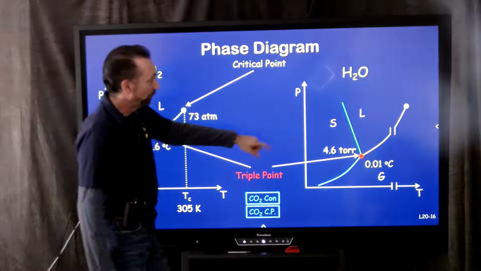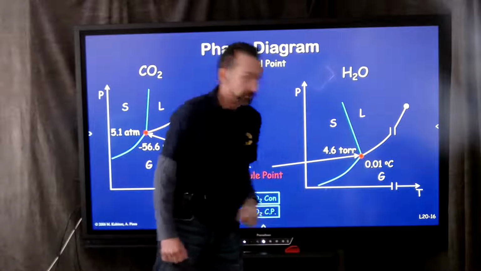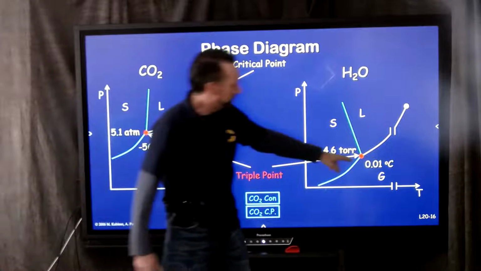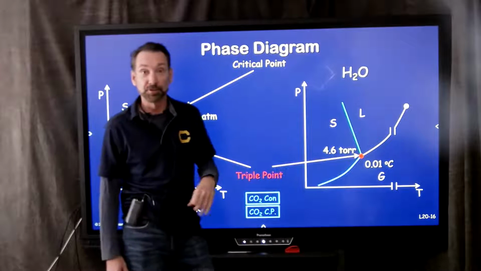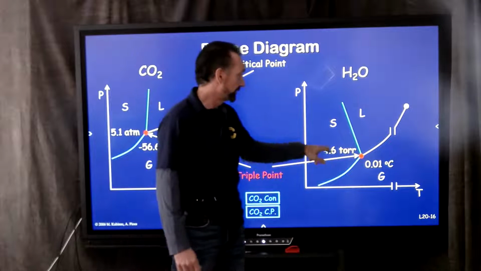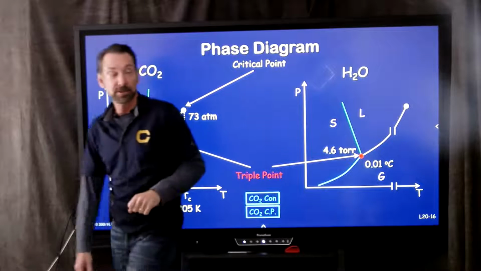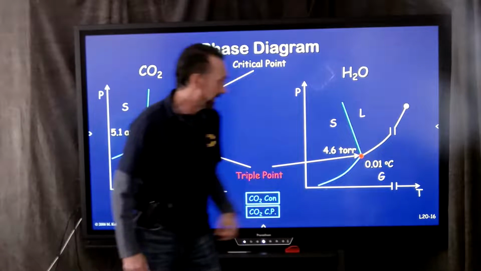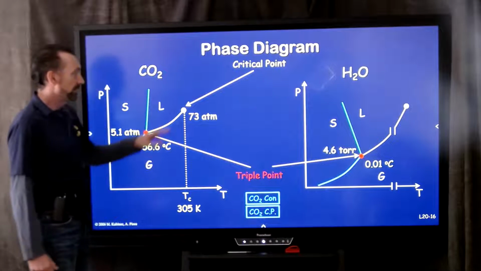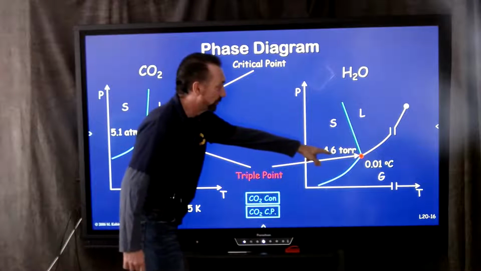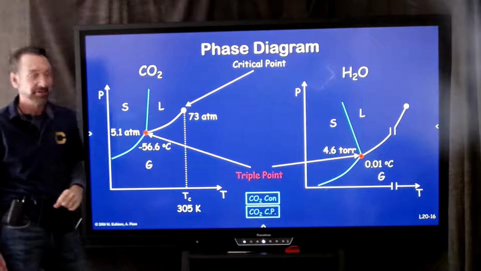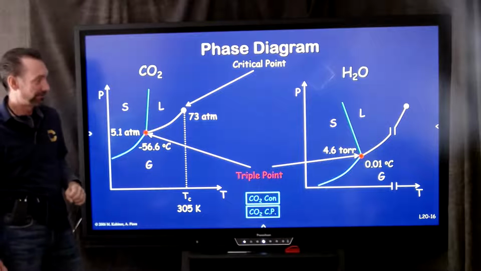And for water, the triple point is very near the freezing point, just a few hundredths of a degree above 0 Celsius, and quite low pressure. So I've written the pressure in torr here. An atmosphere, 1 atmosphere is 760 torr. So this is down near very low pressure as well.